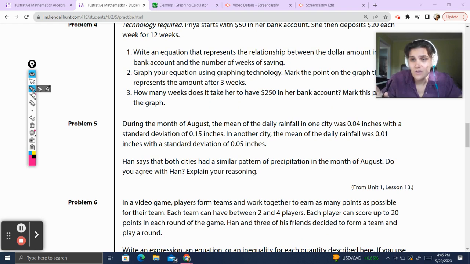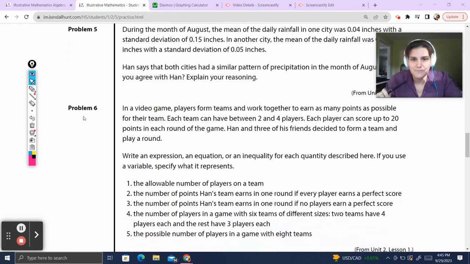But if this confuses you, make sure to go back to Unit 1 and look at some of the lessons about standard deviation, because that's an intuitive process to help you remember that. And that is in Unit 1, Lesson 13, and I've got a video for that already posted.